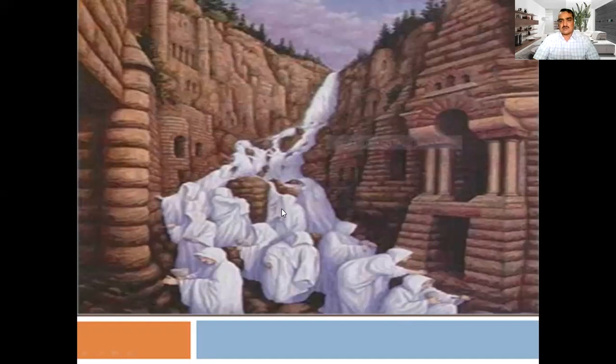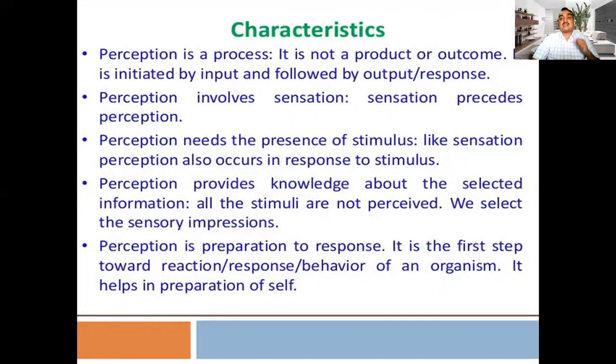This is actually a picture. Okay, it is an imaginary picture, it is not a real picture, but it looks like a waterfall, but actually it is not a waterfall. I just wanted to clear it through the help of this picture only. Okay, now let us see what are the characteristics of perception then.